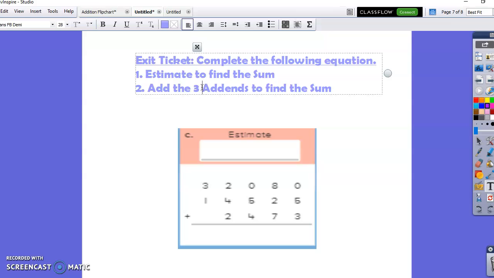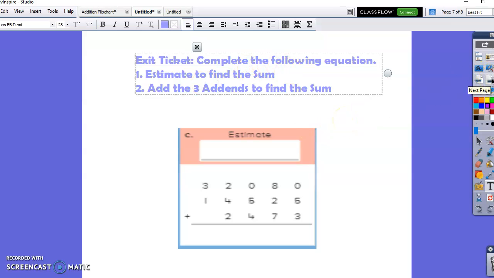To find the sum. So make sure you first move the 3 numbers over. You're going to do your estimation to find the estimated sum, and then you're going to take the 3 numbers and add them to actually find the real sum. Once you get both of them, make sure that is that answer appropriate? Do they round or are they close to each other? Check your work. Once you get finished with that, you're going to send it in to me, and then I will release you to the independent work.